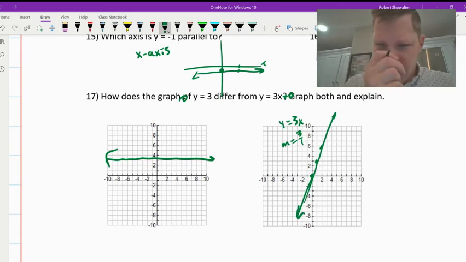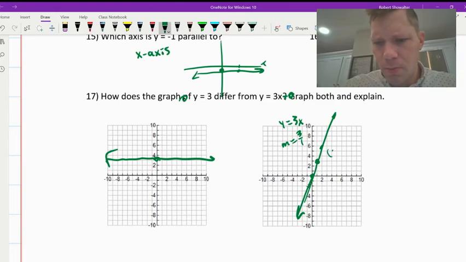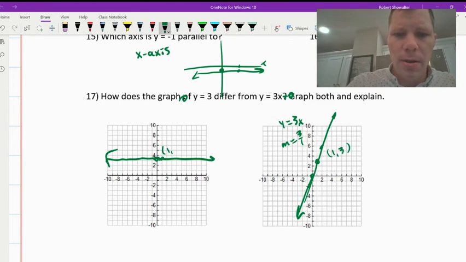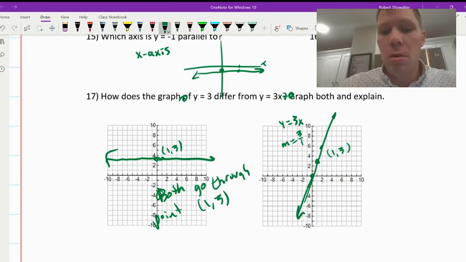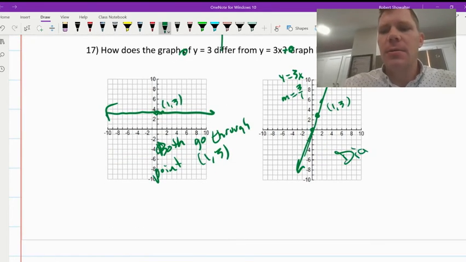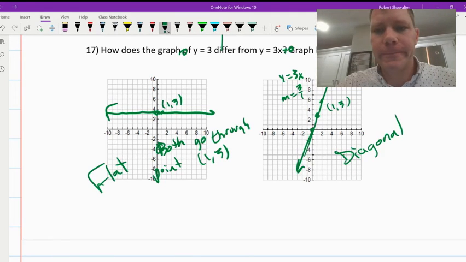How do they relate? How do they differ? Well, this point, let's see, 1, 3. Is 1, 3 here? Okay, 1, 3. Both go through point 1, 3. This one is a diagonal. It has a slope. This one is flat. How else do they differ? A lot. They go in very different directions.